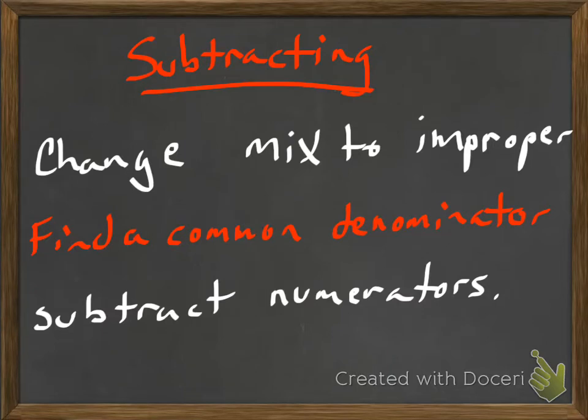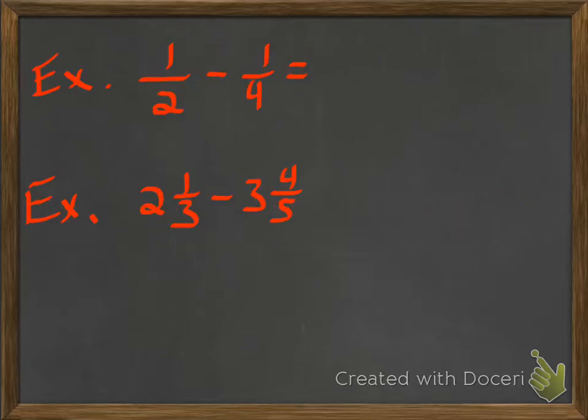Subtracting is basically the same steps. You're going to change mixed to improper, find a common denominator, and subtract the numerators. So let's try it out. Here we already got regular fractions. They're proper, so we find a common denominator. Here it would be 4. So I'm going to multiply this by 2 and multiply this by 2. So I'll get 2 over 4 and 1/4. Now we subtract. 2 minus 1 is 1 and 1/4.